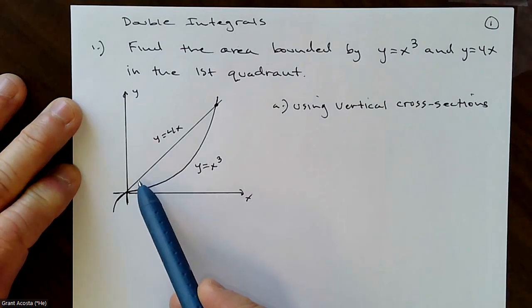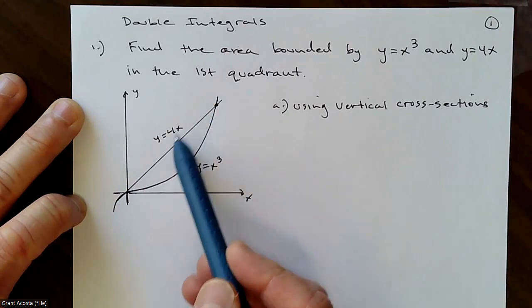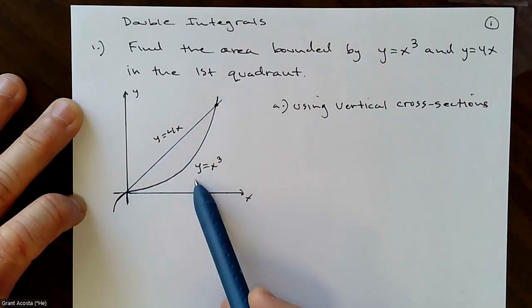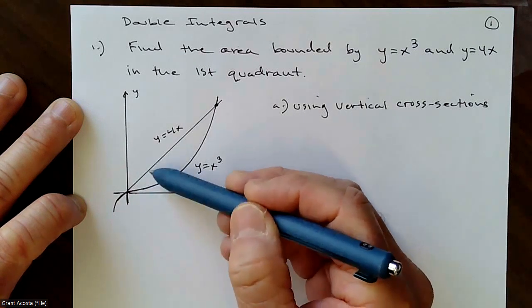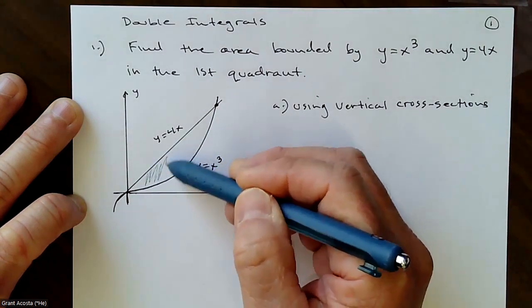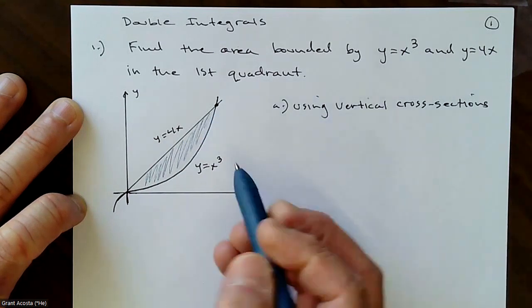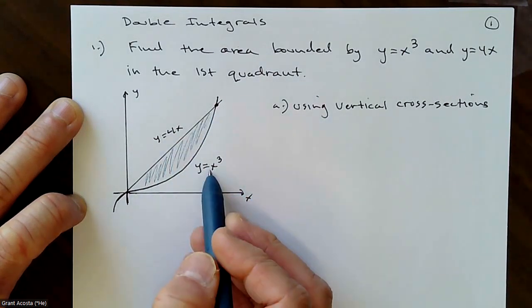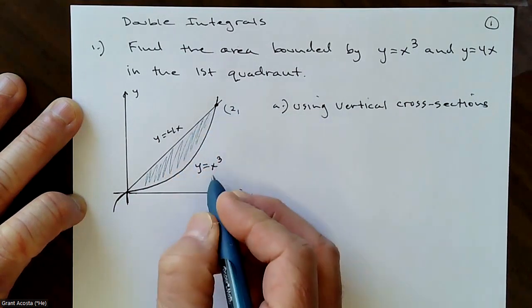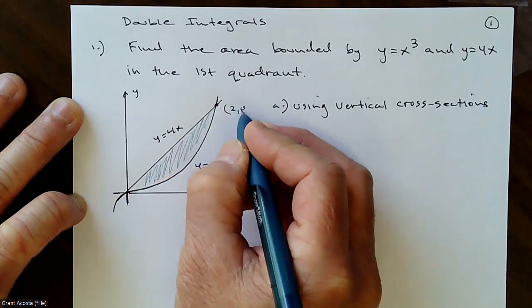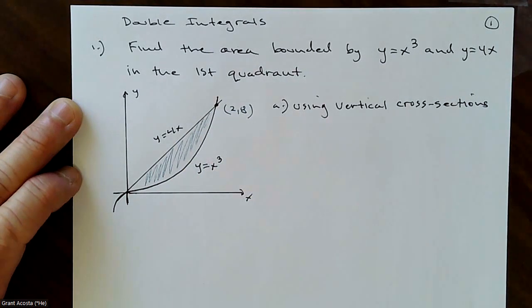So here we're going to do the area between y equals 4x, y equals x cubed in the first quadrant. So this region here, and you probably want to know where those two graphs intersect. If you set these equal to each other and solve for it, it's pretty easy to see that they're going to intersect when x is 2, in which case your y value would be 8.